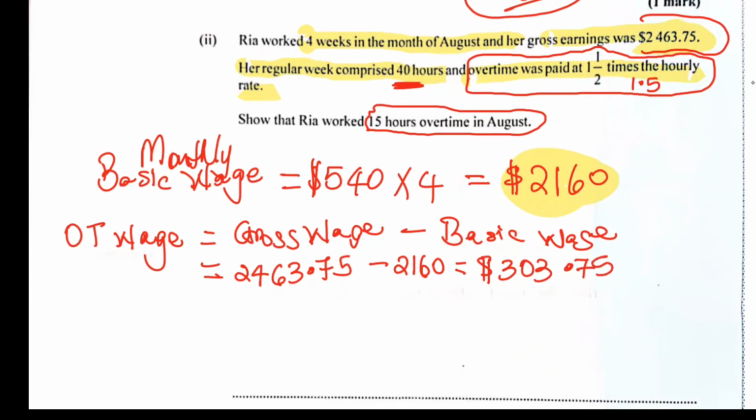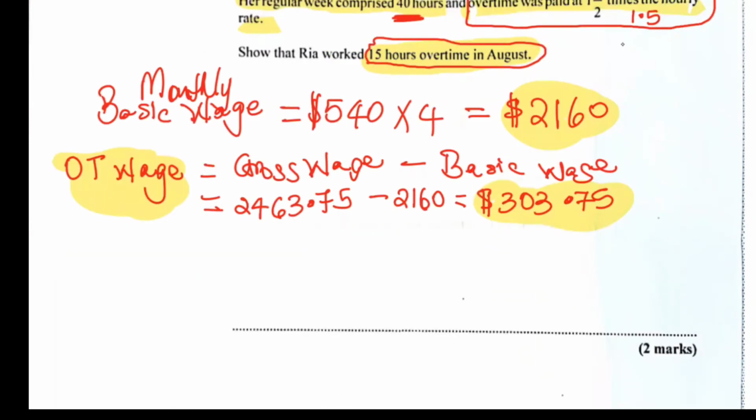$303.75. So this, let me highlight, is the overtime wage, $303.75. All right. Now, in order to prove to them that the person worked 15 hours overtime, what we are going to do now is find the overtime rate. And if we have the overtime money and the overtime rate per hour, we are able to tell the number of hours very simply. So let us go for the overtime rate.